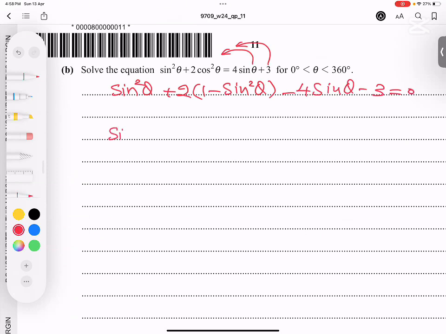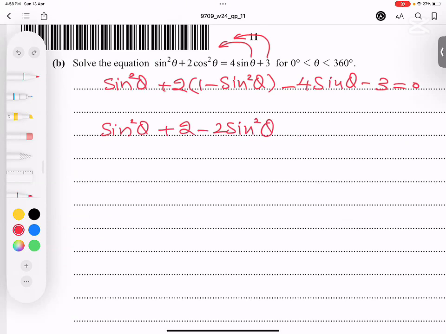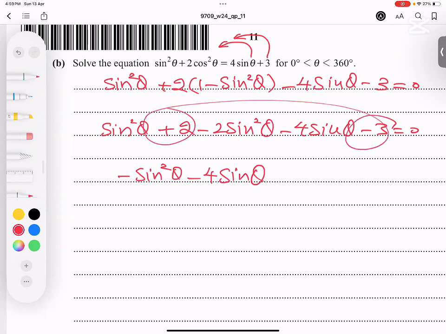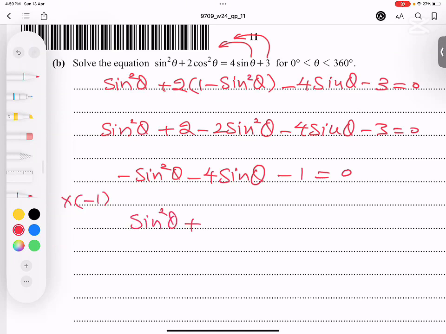Then I got this: sine square theta plus 2, negative 2 sine square theta, negative 4 sine theta, negative 3 is equal to 0. And this will give us negative sine square theta, negative 4 sine theta, and these two values will give us negative 1. You can leave it here, no problem, but I multiply by negative 1 on all signs. If you leave it here, it's not a matter, but I want to convert all signs into positive form. Okay. I hope so.